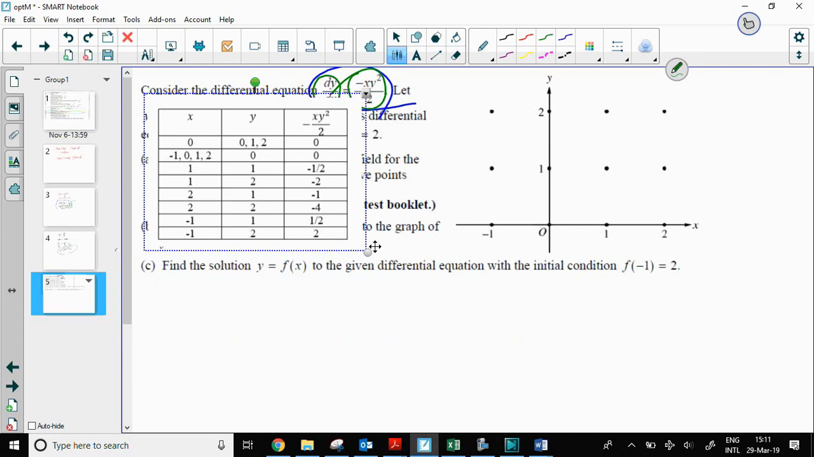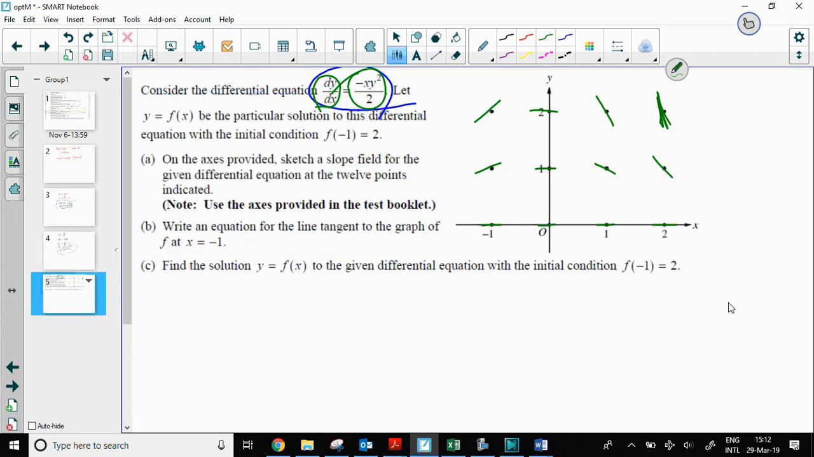Obviously, whenever x is 0, my slopes are 0, and when y is 0, my slopes are 0 also. And then just jot down the rest of these. Now, no one's going to grab a protractor and make sure that these slopes are angled correctly. You just want to make sure that they're positive when they're supposed to be positive, negative when they're supposed to be negative, and generally speaking, getting more steep when they're supposed to be getting more steep. But other than that, don't worry about precision.